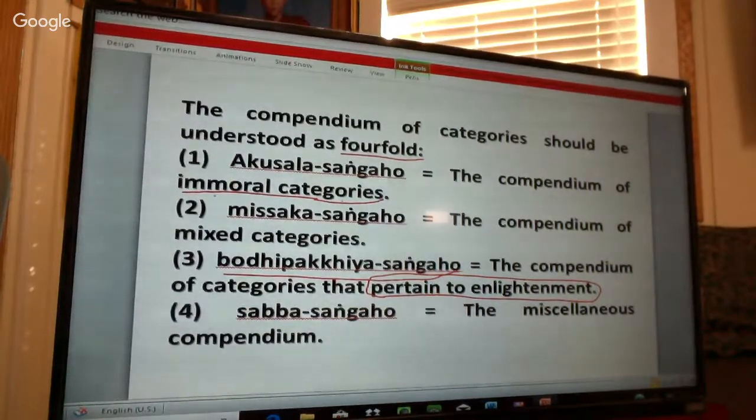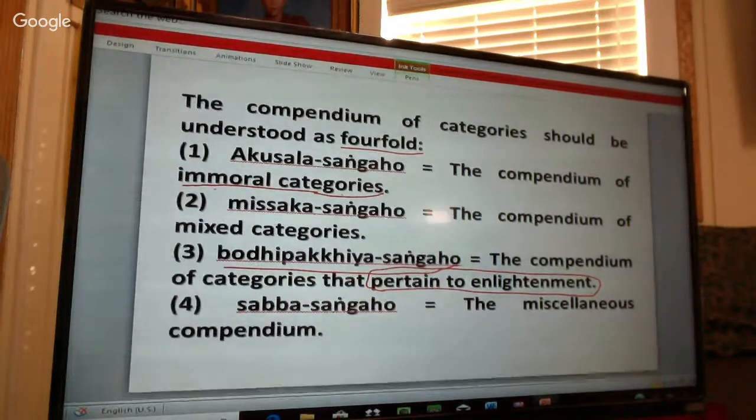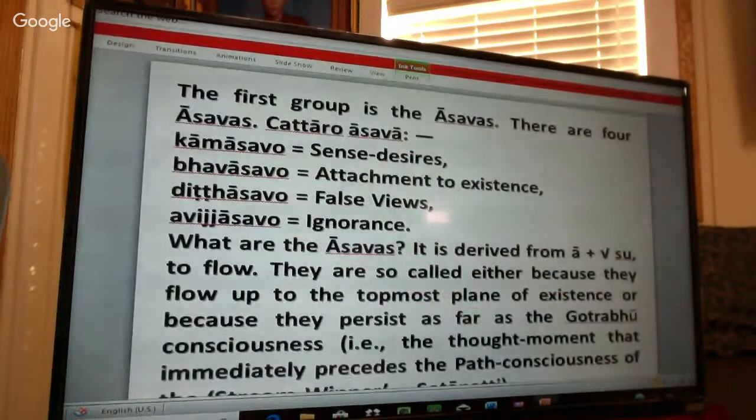Okay, so today we will discuss only the Akusala Sangaha. Maybe it will not be finished in one day. It is only one chapter, but it is not finished in one part; we need more time. Anyway, we will discuss the first category, Akusala Sangaha. In Akusala Sangaha, the first group we will discuss is Asava.